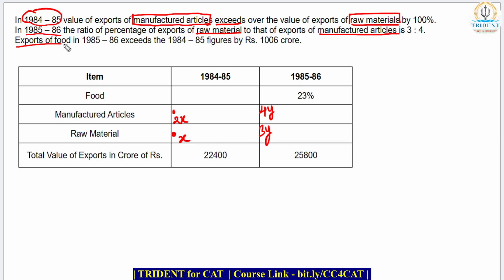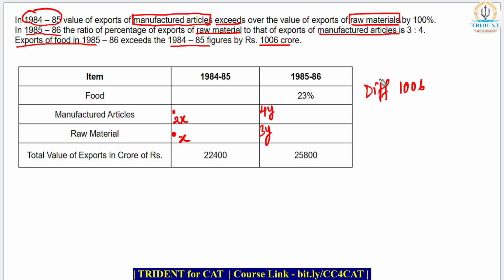Export of food in 85-86 exceeds that of 84-85 by the figure 1006. So between 84-85 food and 85-86 food there is a difference, so you can write it somewhere that the difference is 1006. That's it, nothing else is there. Okay, we need to fill the table now.